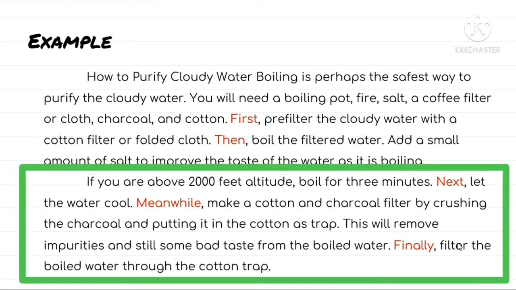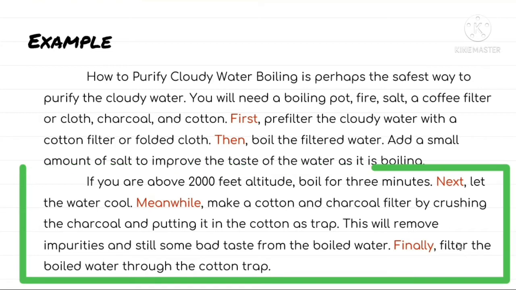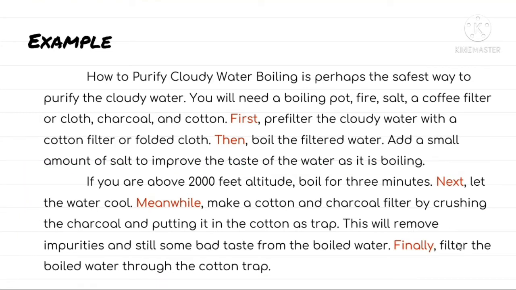If you are above 2,000 feet altitude, boil for 3 minutes. Next, let the water cool. Meanwhile, make a cotton and charcoal filter by crushing the charcoal and putting it in the cotton as a trap. This will remove impurities and still some bad taste from the boiled water. Finally, filter the boiled water through the cotton trap. This paragraph shows you the process of how to purify cloudy water.